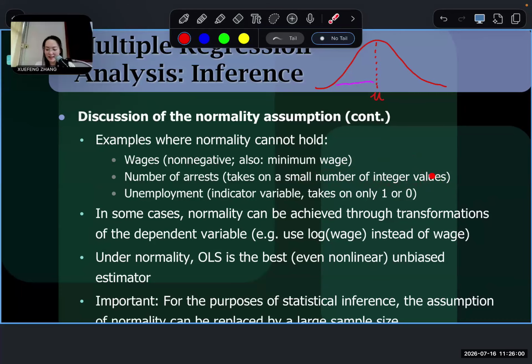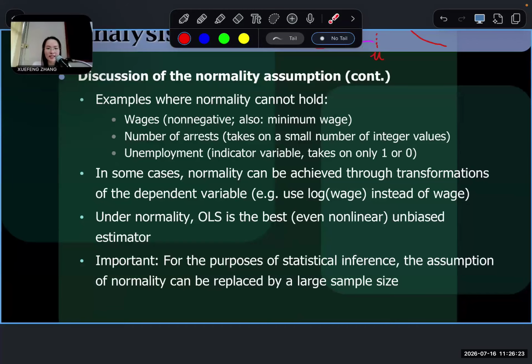And also unemployment, because it's an indicator value, taking only 1 or 0, about as far from bell-shaped as possible. This is binary. But the good news is that sometimes we can fix this with a transformation.